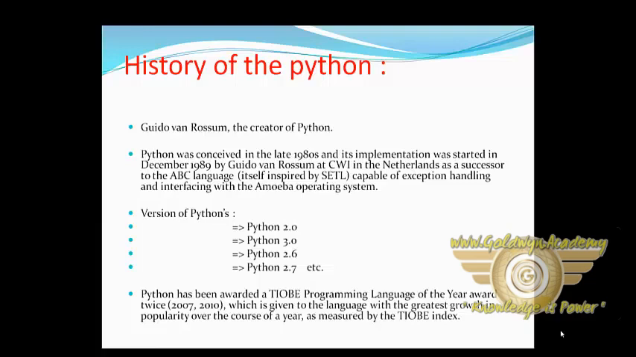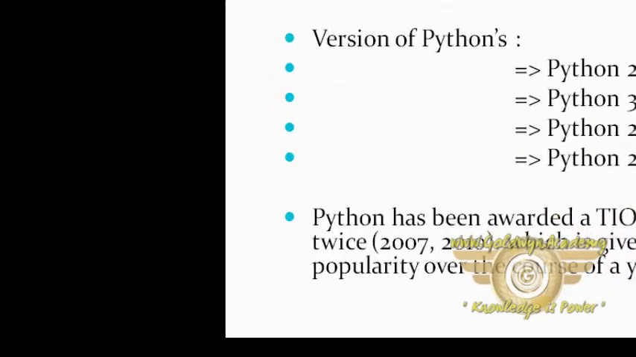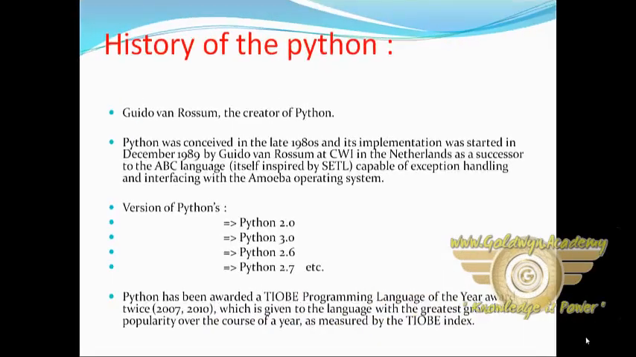Python has been awarded a TIOBE Programming Language of the Year award twice, 2007 and 2010, which is given to the language with the greatest growth in popularity over the course of a year as measured by the TIOBE index.